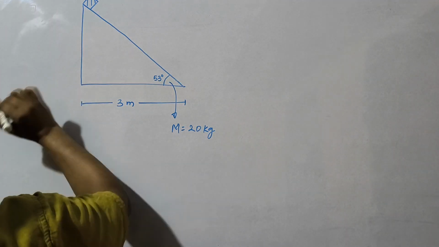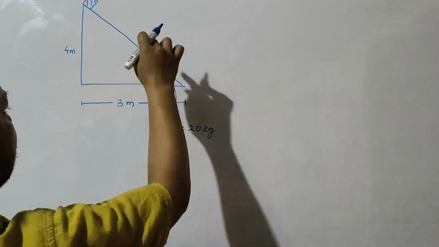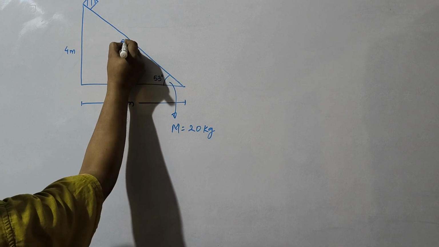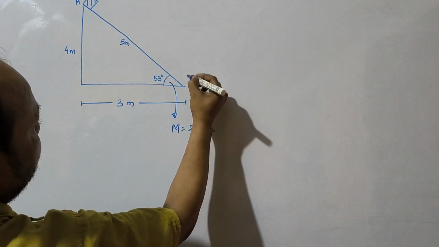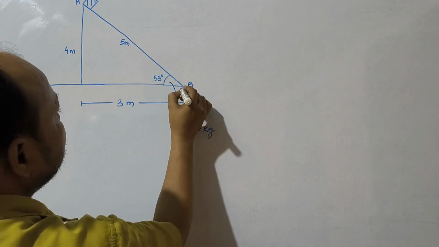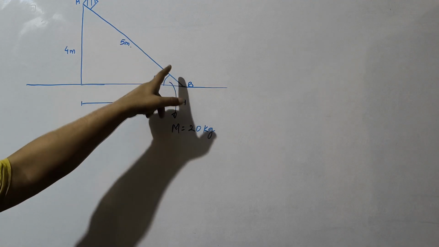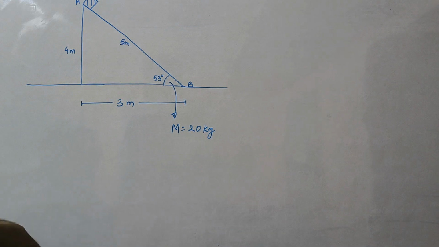This height is 4 meter, and this length will be 5 meter. This is end A, this is end B. Every surface is smooth, there is no friction. All the surfaces are smooth. So when this small block will reach the bottom P, how much will the wedge shift? So that is the basic question.